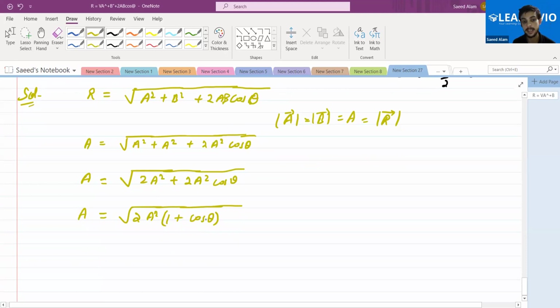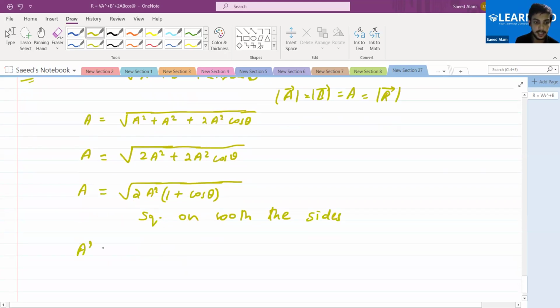Now, what is the next thing we can think of? Can we replace this 1 plus cos theta with anything? One thing I'm thinking of is to remove this under root by squaring on both the sides. Yes or no? Yes. Squaring on both the sides is the method of removing the under root. If I square both the sides, what will I get? A square equals 2 times A square into 1 plus cos theta. Yes or no?